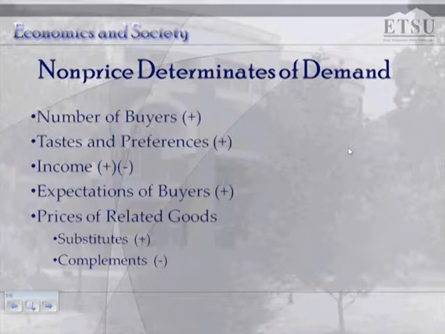Income is one of the more interesting things. If we think about how income relates to the demand for a good or service, income can have a positive or negative effect, depending on the nature of the good. If the good is what's called a normal good, then the relationship between income and demand will be positive. That is, increases in income would cause an increase in demand for normal goods.